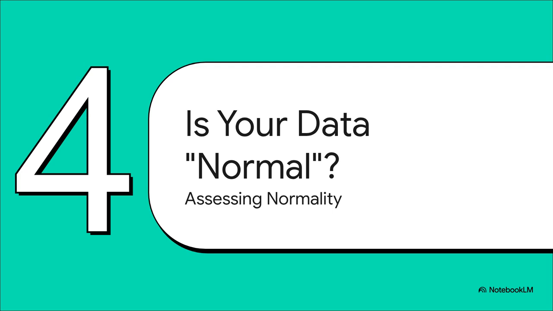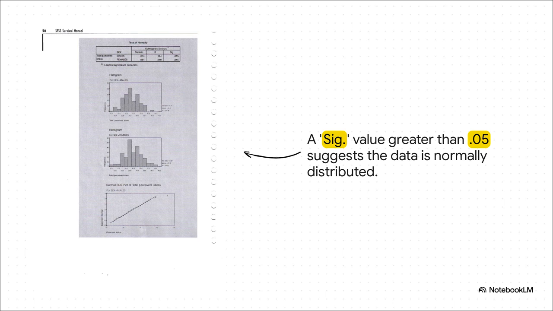You see, a lot of the most powerful statistical procedures out there assume that your data follows what's called a normal distribution, that classic bell-shaped curve. So we have to check if our data actually meets that assumption. SPSS gives us this handy tests of normality table. Now, the column you want to look at is the one labeled SIG.